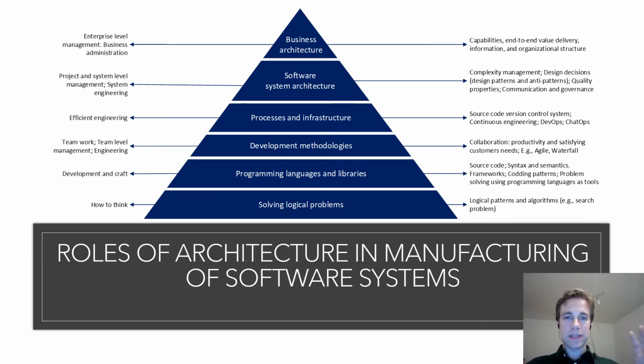If we put this into the context of software development and software engineering, we get something like this. It is necessary to have a software system architecture in order to enable management on the project and on the system level, and in order to enable proper system engineering. Besides this, software system architecture acts as a communication medium between the business side and the technology side. That means that the software architecture is a way to enable communication between the different stakeholders.